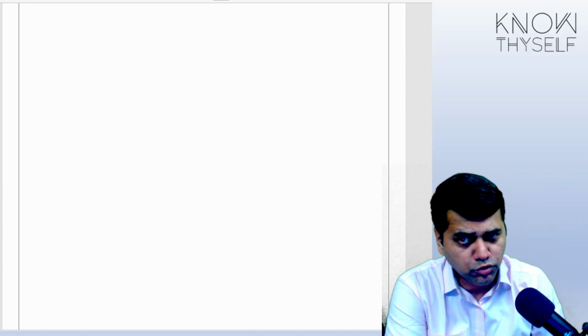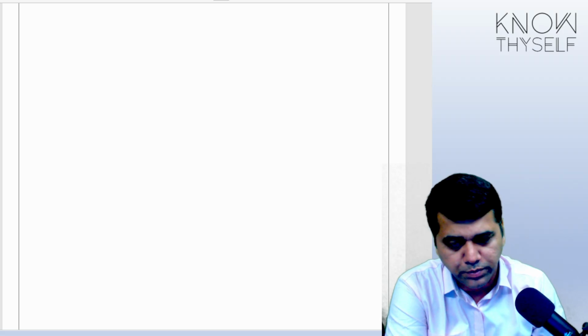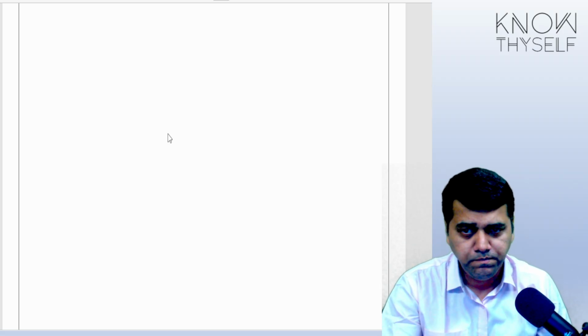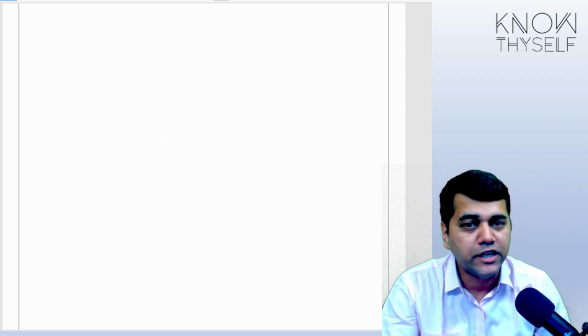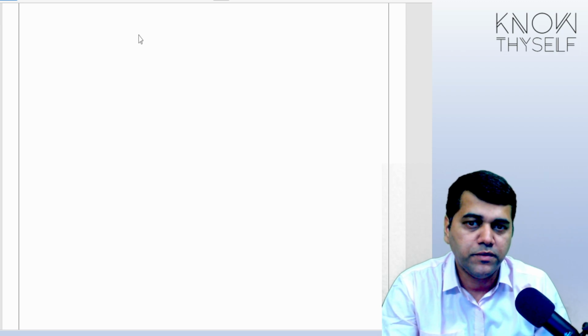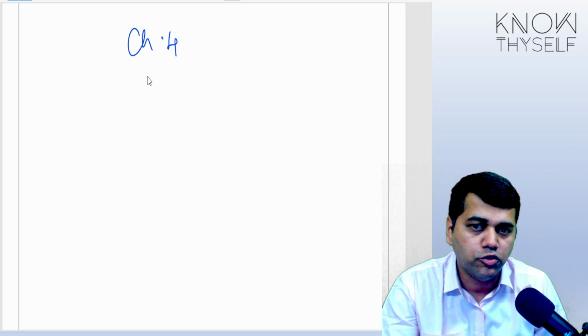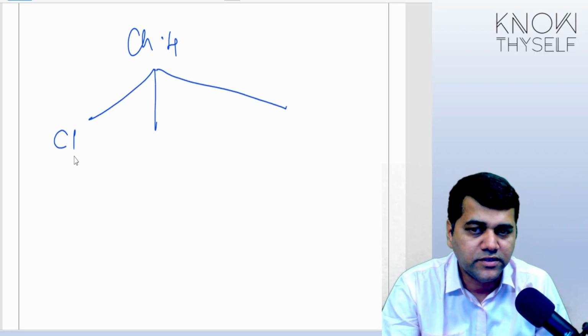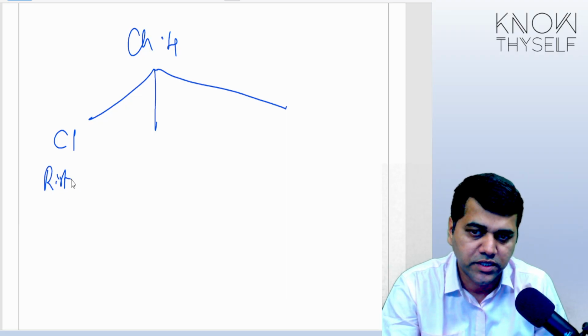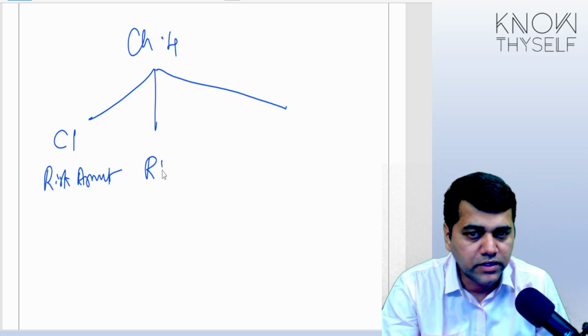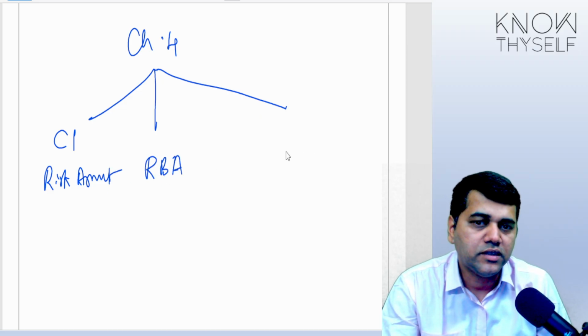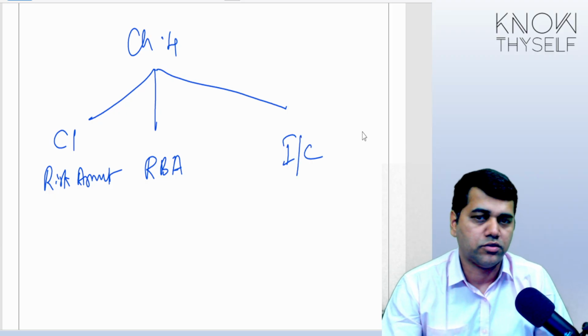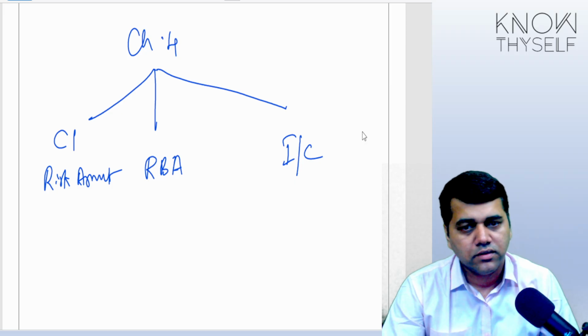If I have to take you through the broad concepts of this subject, because in every chapter we are breaking into concepts, if I have to break chapter number 4, I can classify it into 3 broad categories. Concept number 1, risk assessment. Concept number 2, risk based audit. And concept number 3 is the internal controls. This is the broad structure.